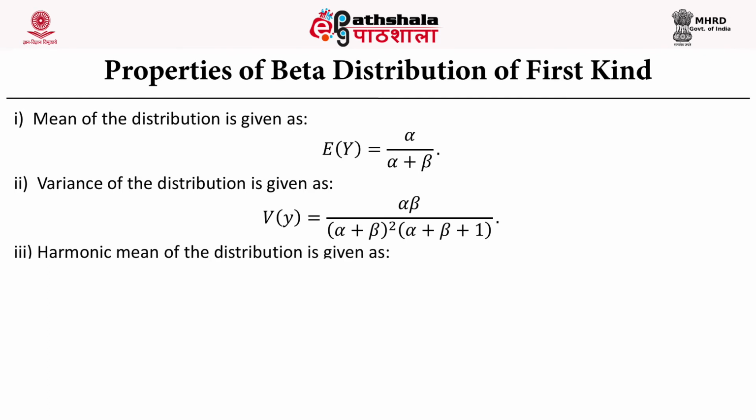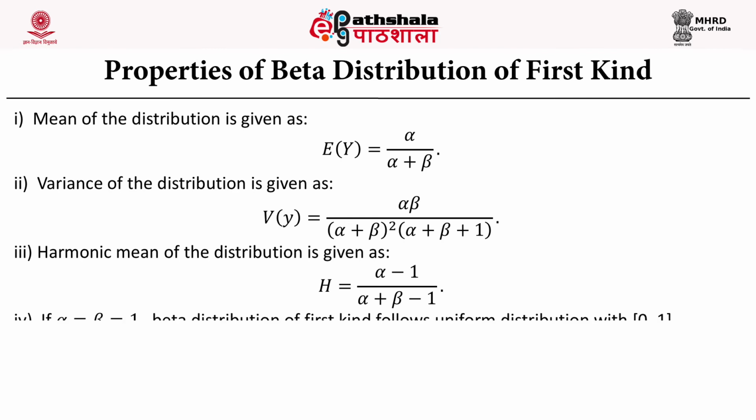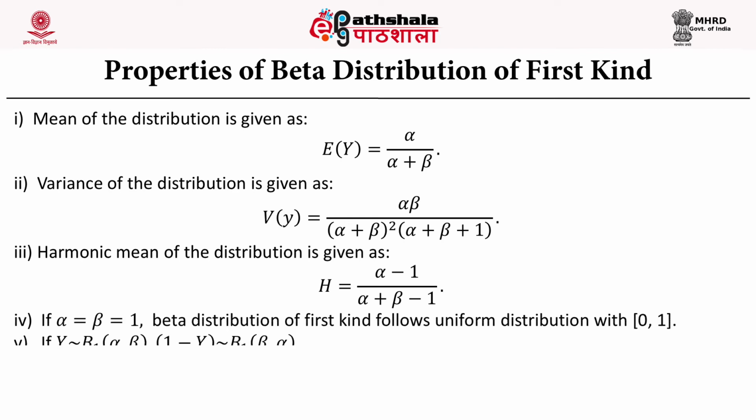If alpha is equal to beta is equal to 1, the beta distribution of the first kind follows the uniform distribution on the interval 0 to 1. If y follows a beta distribution of the first kind with parameters alpha, beta, then 1 minus y follows a beta distribution with parameters beta, alpha.